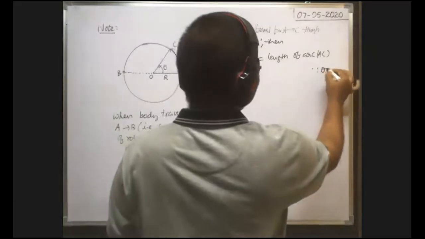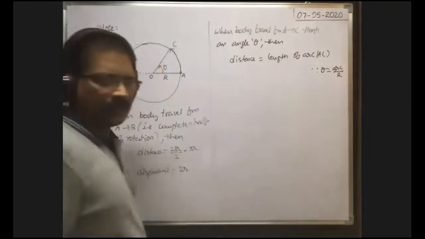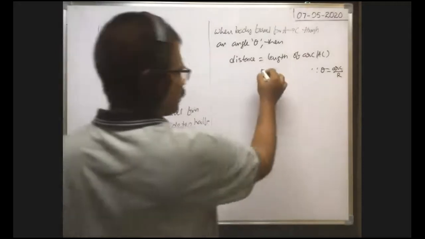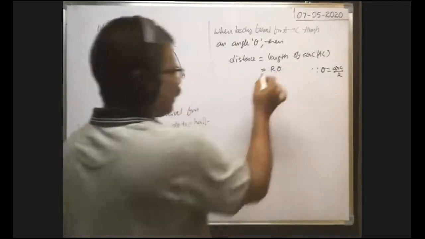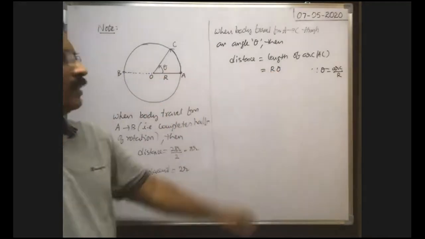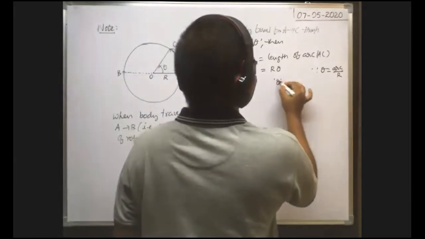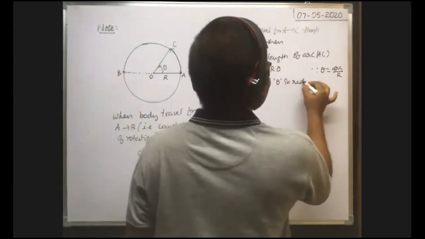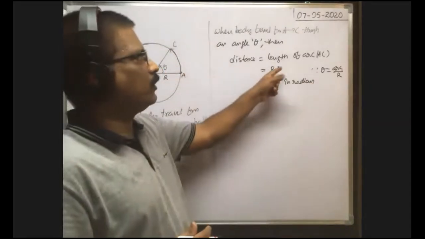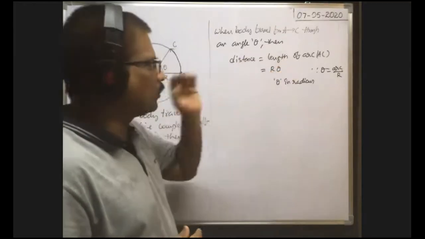Since theta is equal to arc by radius, therefore the length of the arc is r into theta, where r is the radius and theta is the angular displacement. Here theta must be in radians. If you substitute the r value in centimeters, you will get the answer in centimeters. If you substitute the r value in meters, you will get the answer in meters. So this is the distance traveled.